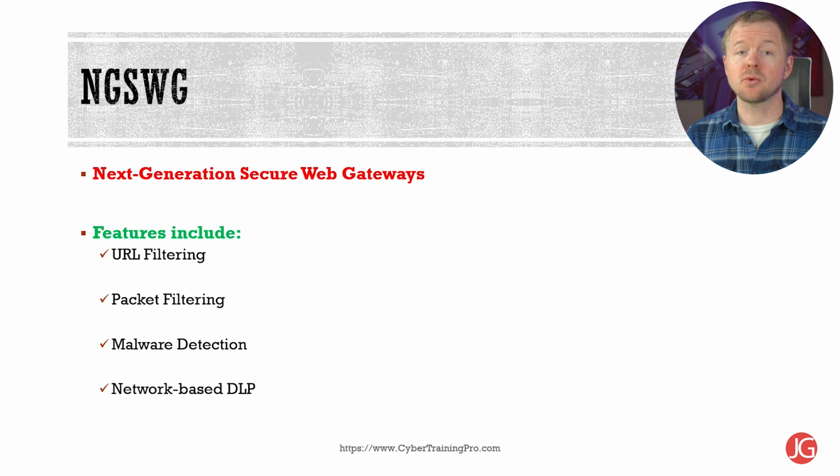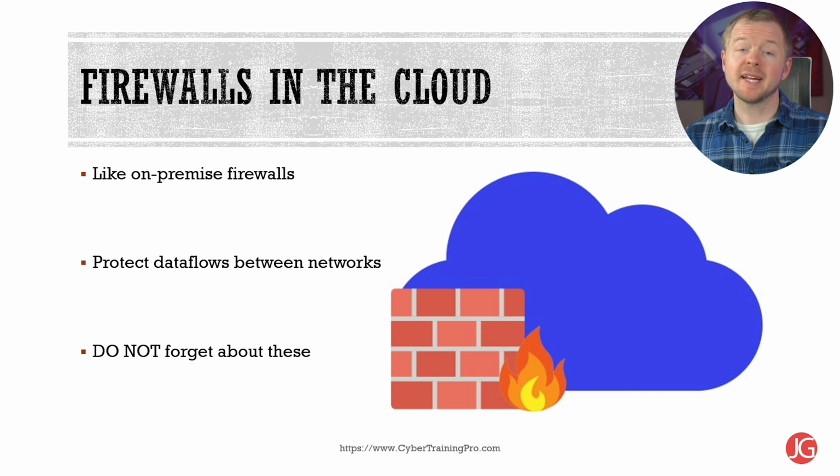Next generation secure web gateways combine a proxy server and a stateless firewall into one. The idea is that all the internet traffic must go through this gateway for analysis. Some of the features include, but are not limited to, URL filtering, packet filtering, malware detection, and network-based data loss prevention. An easy thing to forget about in the cloud is that we need to use firewalls. Just like on-premise environments, we need firewalls to protect our cloud networks.